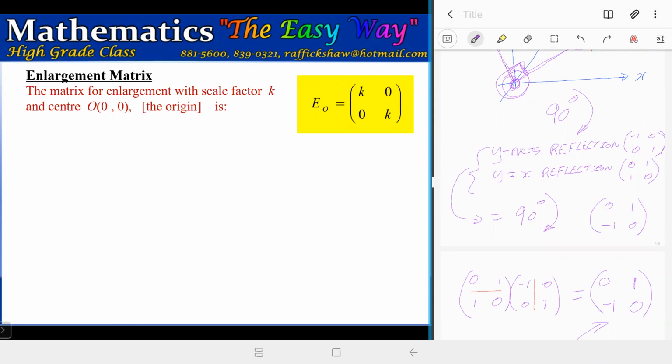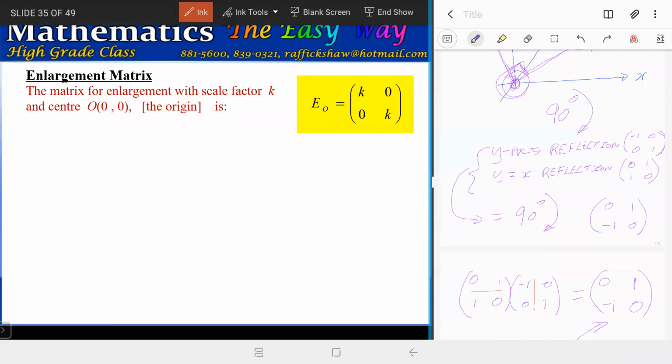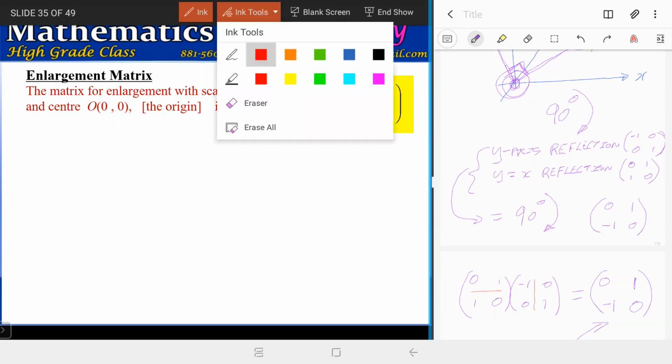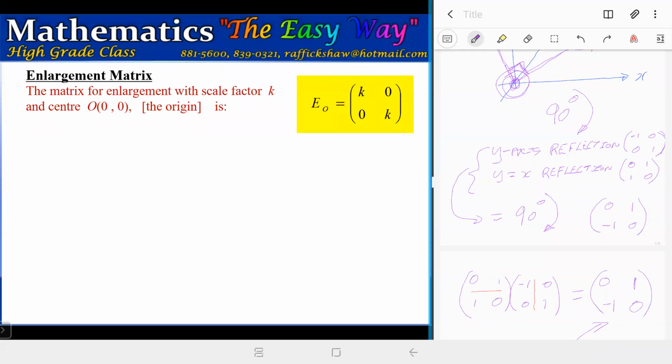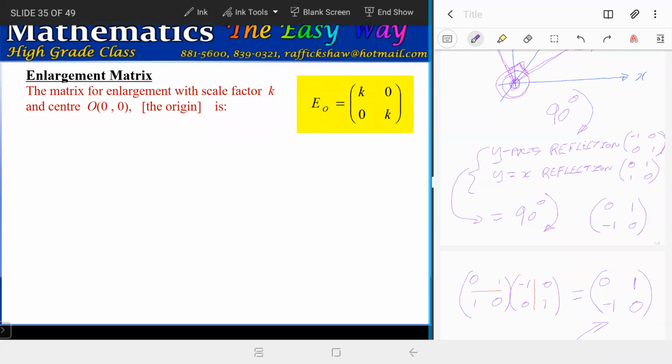I'm not going to spend a lot of time on it. For the matrix for enlargement, you just put the scale factor right here. If the scale factor is a half, you put it right here, and same here. If the scale factor is 2, you put it right here. If the scale factor is -2, or -half, same thing. Whatever the scale factor is, you put it right here. K 0, 0 K is the enlargement matrix. Remember, that's when the center of the enlargement is the origin, the point O.